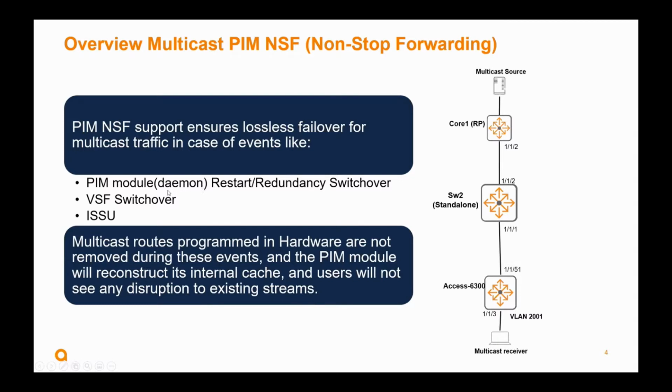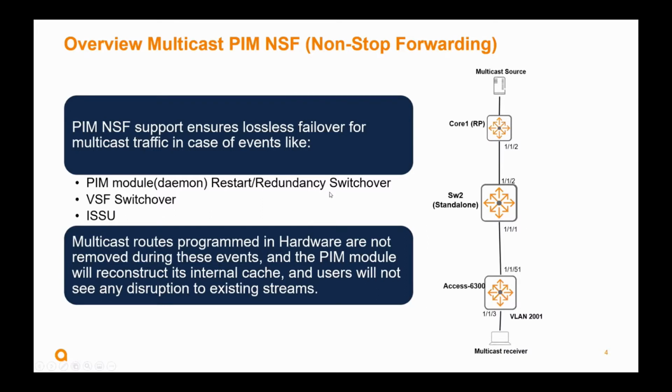So in what type of events? One, of course, is when your PIM module, the daemon, restarts. So in a live production, if I restart the PIM module, it shouldn't affect the multicast stream that is going across from the multicast source to core 1 and to switch 2 and across to the access switch to our receiver, right? While the multicast PIM module is restarting.